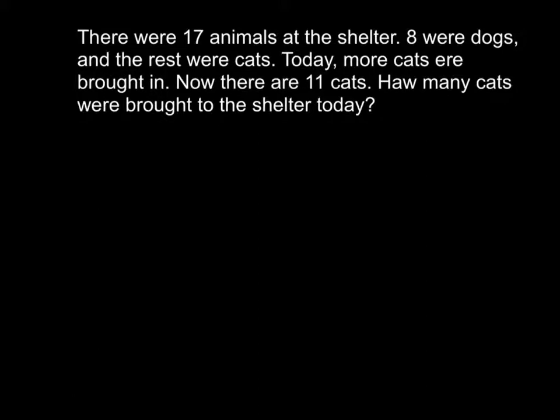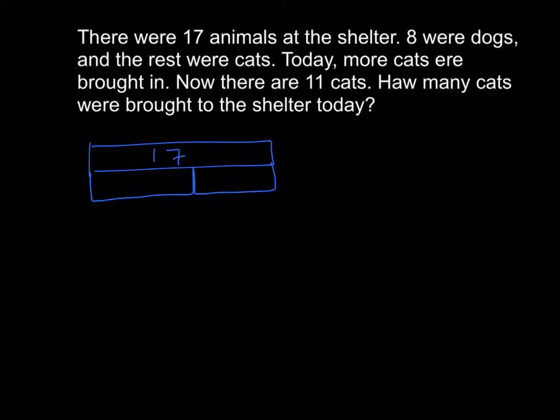Problem 5. There were 17 animals in the shelter. 8 were dogs, the rest were cats. Once again, we can do our comparison bar, where we have 17. And then the idea is the 2 bars are going to join up to make the full bar. So 8 were dogs, and the rest were cats. Or we can do a math mountain.